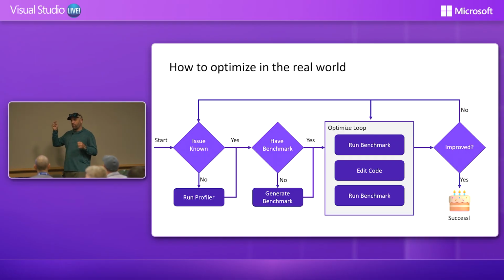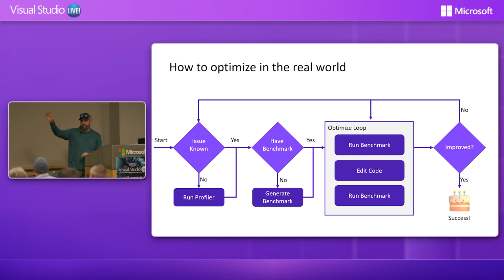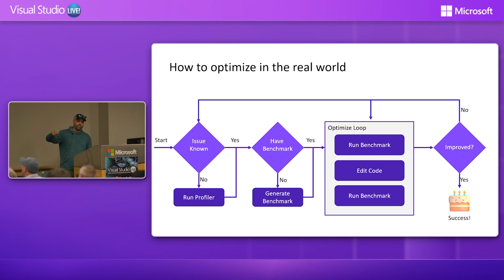And this is where the whole measure twice, optimize once comes in. You make a measurement, you get your baseline, then you edit your code, and the next thing you do is run it again and validate. Did I improve things? Did I make them worse? And if you improve things, cool. Success, celebrate, eat some cake. If you didn't, then you go back to the optimization loop, or you go all the way back to the beginning. Let's figure out what to do.